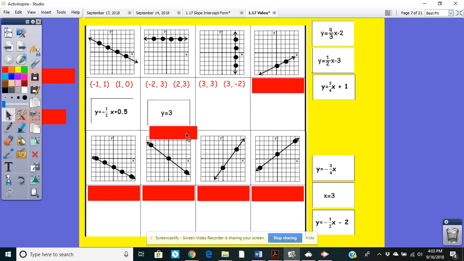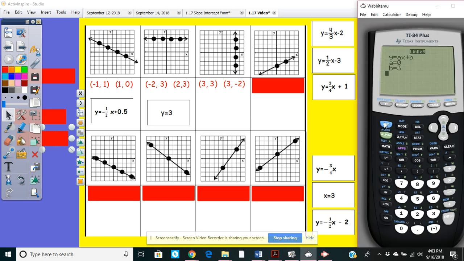All right, our next ordered pairs from this graph are (3, 3) and (3, -2). This is a vertical line, and all of our x's are going to be 3. So in your calculator, enter a new list. Again, make sure that you're clearing your list, or second plus 7, 1, 2 will clear these for you. Our x's here are both 3, and our y's are 3 and -2.